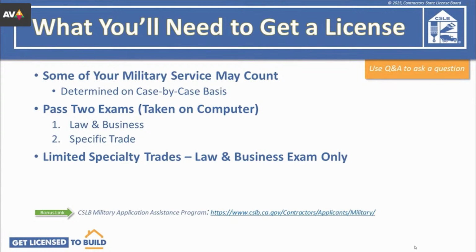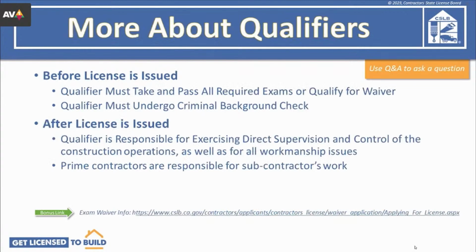The license qualifier also must pass 2 different exams, both taken on a computer at one of CSLB's authorized test centers. One exam is on California business law. The other is in the specific trade covered by the license. We also have limited specialty licenses, which we'll discuss later. Those licenses only require the qualifier to take the law and business exam. As mentioned, the qualifier is the one who must take and pass the required exams or qualify for a waiver.